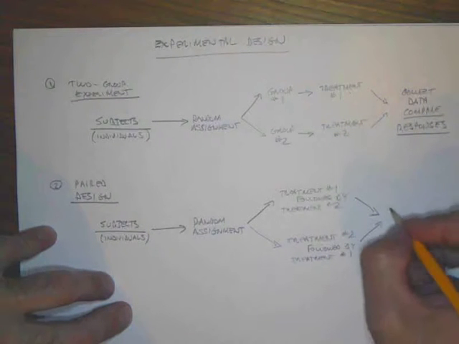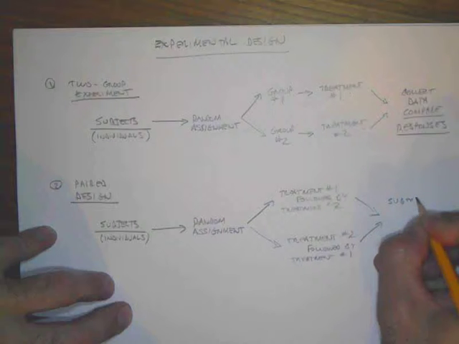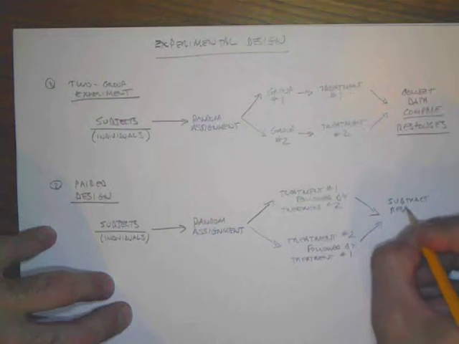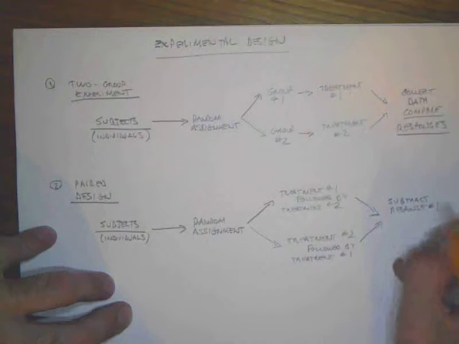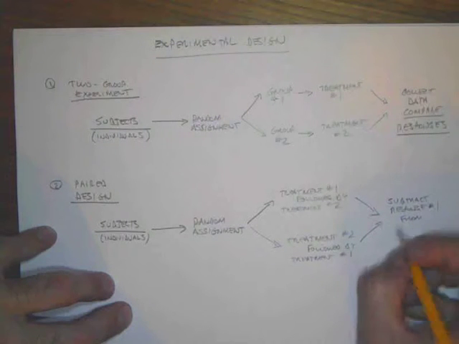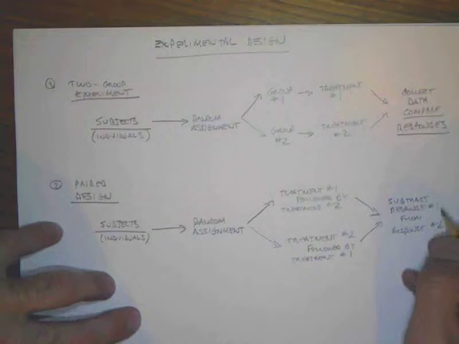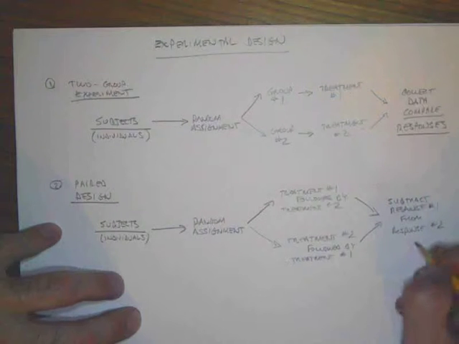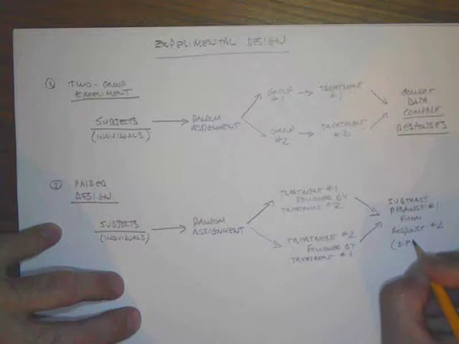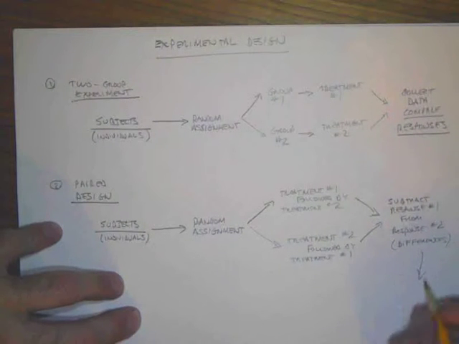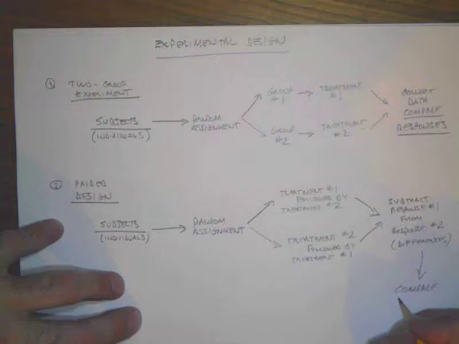So in this case, what we do is we subtract response number 1 from response number 2, and basically what we're doing is finding the differences between the responses, and then we compare the results or the responses.